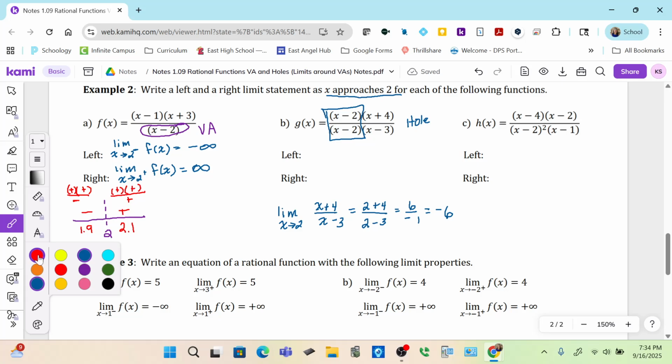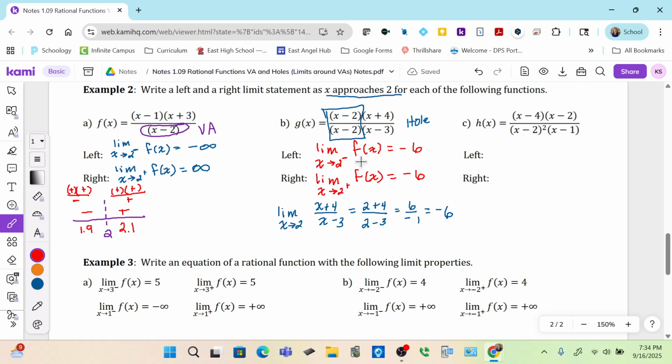So now when I write it coming from the left, I'm going to write the limit as x approaches 2 from the left, so that's that minus in the superscript, of f of x equals negative 6. And from the right, that's going to be my limit as x approaches 2 from the right of f of x equals negative 6. So when you see that you're approaching an x value and you're getting the exact same value, that's when you know just from looking at the limit statements that you also have a hole.